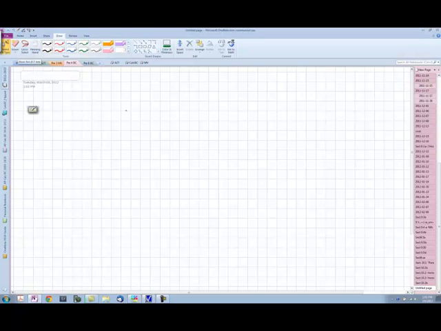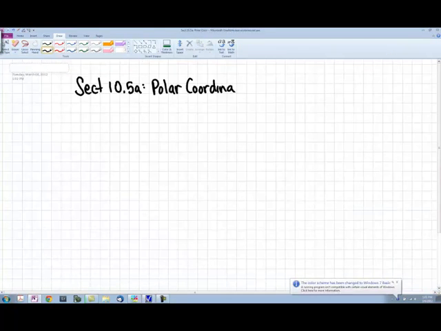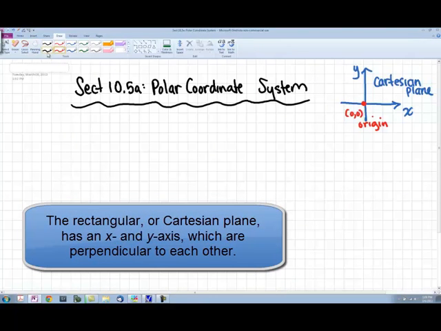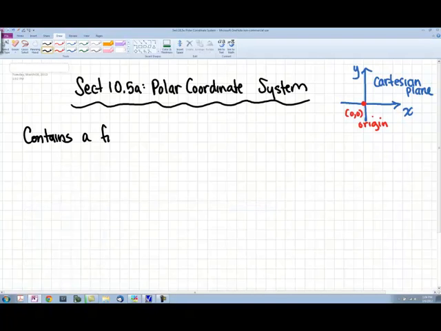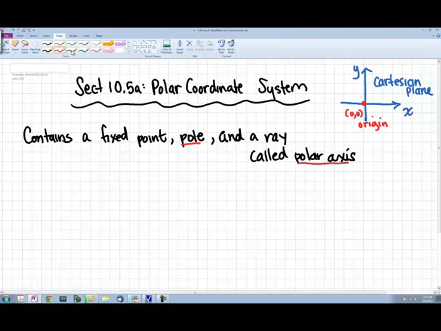Okay, today we're going to start section 10.5a. I'm going to review with you guys the polar coordinate system. In the case of the polar coordinate system, all it simply has is a fixed point, which is called the pole, and a ray, called the polar axis. All it looks like is a point and a ray.